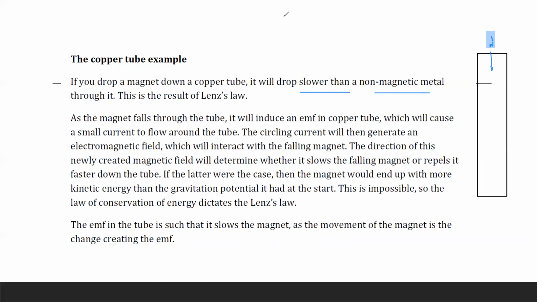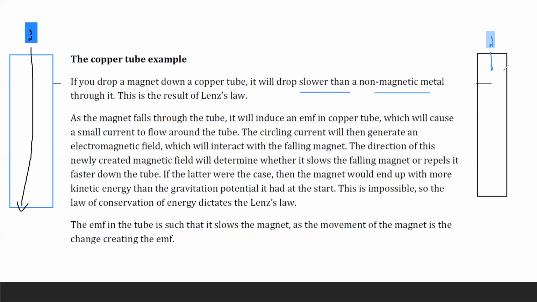For example, if we have a non-magnetic material, say a plastic tube, and you drop the same magnet with north and south pole, you will find that through the plastic tube, it will fall faster, but through this copper tube, it is taking more time.